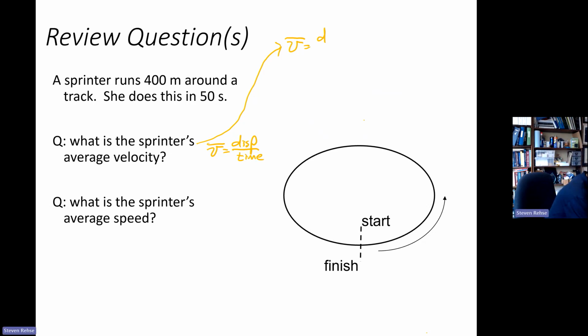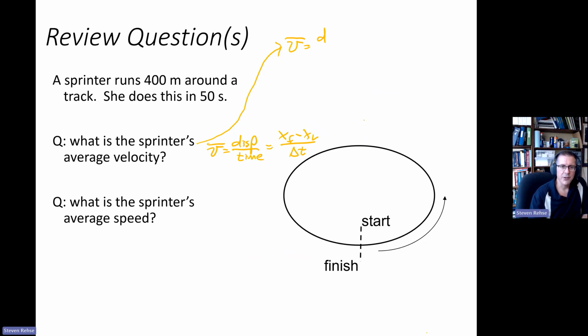So v bar equals the displacement divided by the time. The displacement equals x final minus x initial, over delta t, which is 50 seconds.